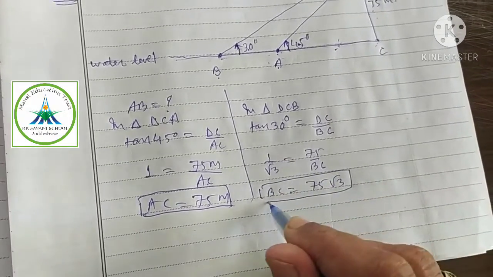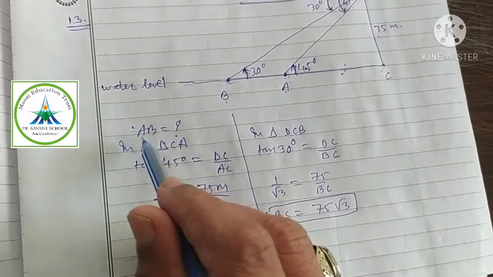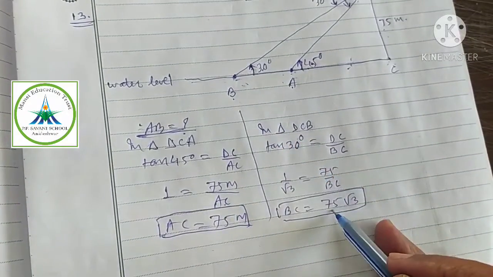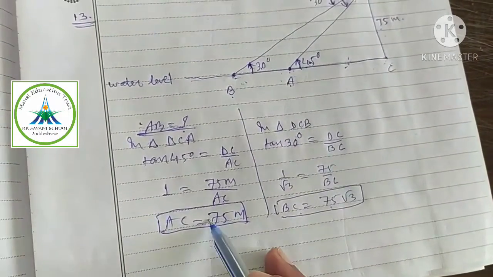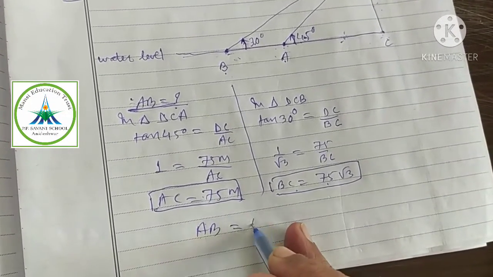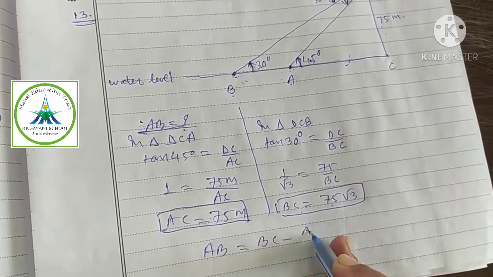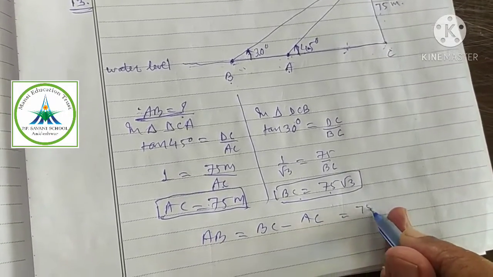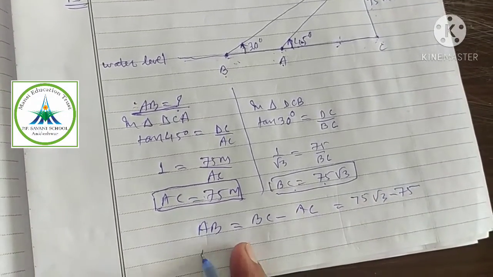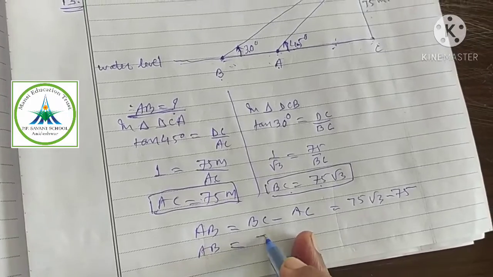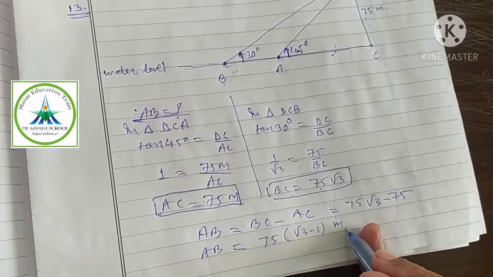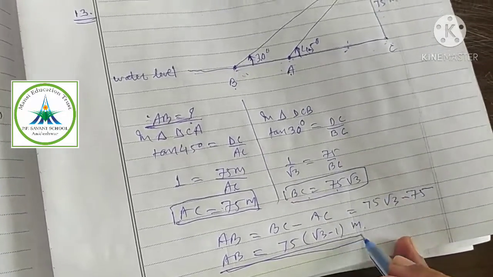We want AB, and AB is part of BC. So I got BC, I got AC. So BC minus AC is AB. Now see, AB equal to BC minus AC. That is equal to 75 root 3 minus 75. So AB equal to 75 common, root 3 minus 1, that is meter. Got it? So this is the distance between two ships.